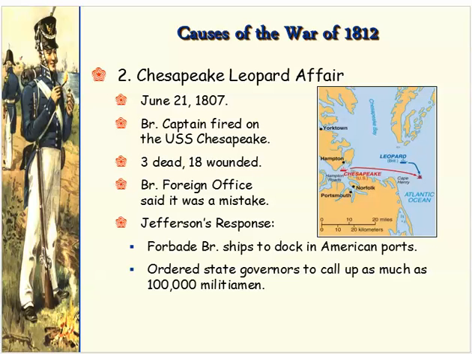Cause number two, the Chesapeake Leopard affair. So June 21st, 1807, the Leopard, which you can see in the picture there, the blue ship, is kind of patrolling the waters off the Atlantic and in the Chesapeake Bay. And they happen upon the American vessel, aptly called the Chesapeake. We're so original in our naming. And the Leopard captain decides to not only fire upon the Chesapeake, but also board the Chesapeake. He claimed he was looking for Royal Navy deserters. Yeah, whatever. The captain of the Chesapeake, unfortunately, was wholly unprepared to go to battle, and he actually surrenders the ship after only the first shot.